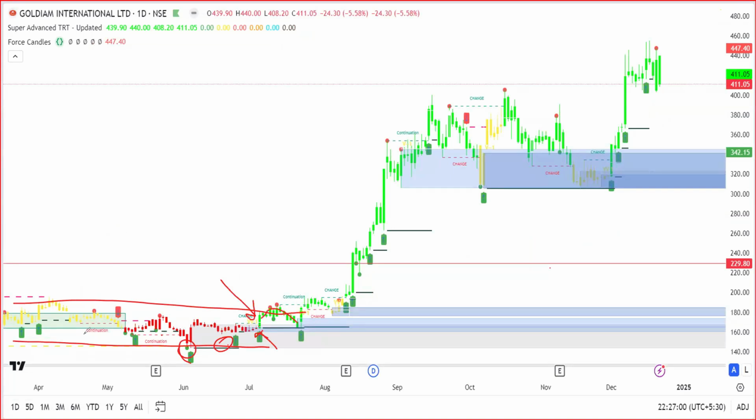After that, price again came down. Then this will be another entry. This will be another breakout entry here. So there are multiple breakout entries here. Whenever there is printing of a change, or continuation, we can go for a breakout entry.